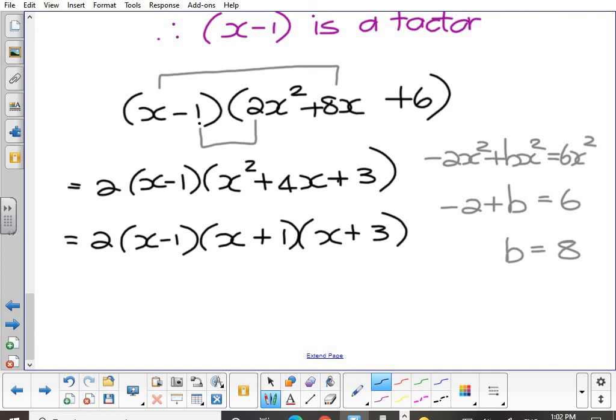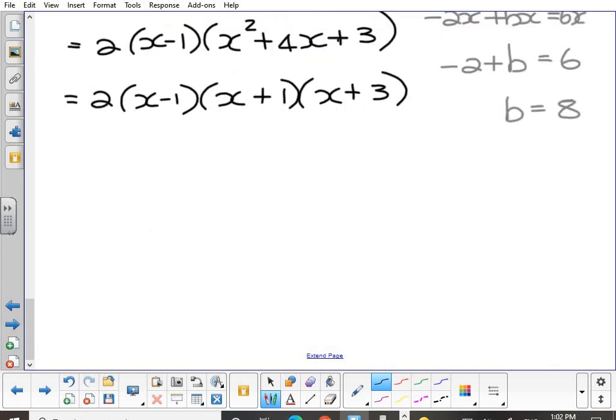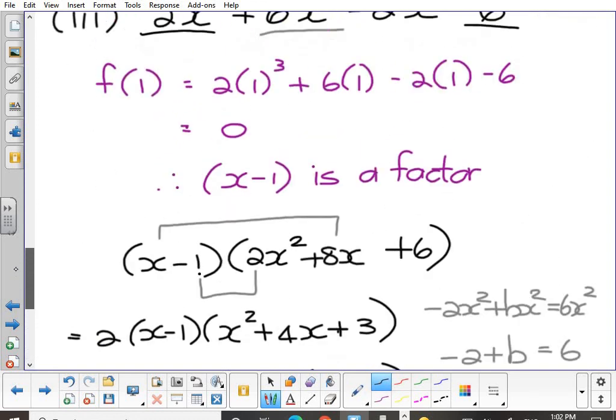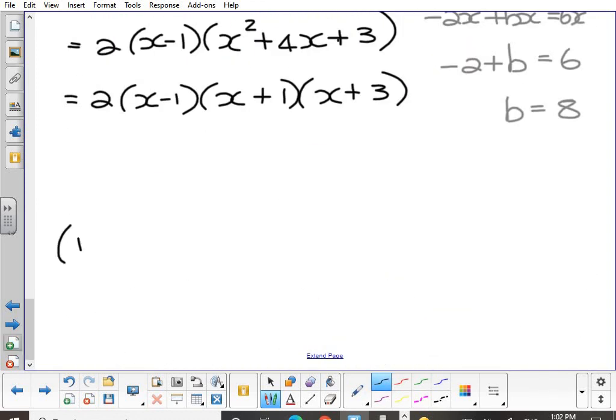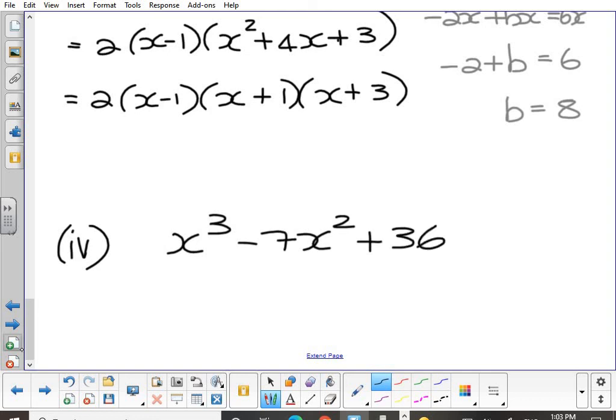Fantastic. Jamila, I'm on the way. All of you try this one quickly for me. It says the following. Example number 4 says this. It says x to the power of 3 minus 7x squared plus 36. Factorize that for me.